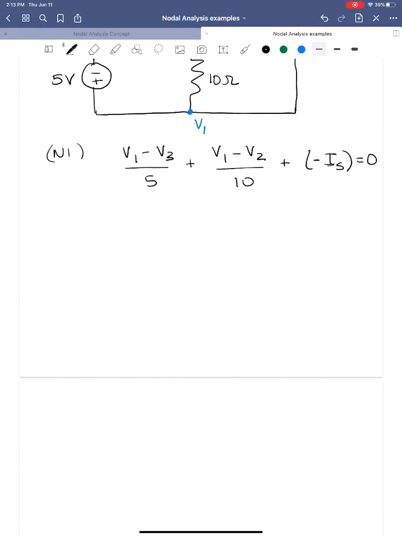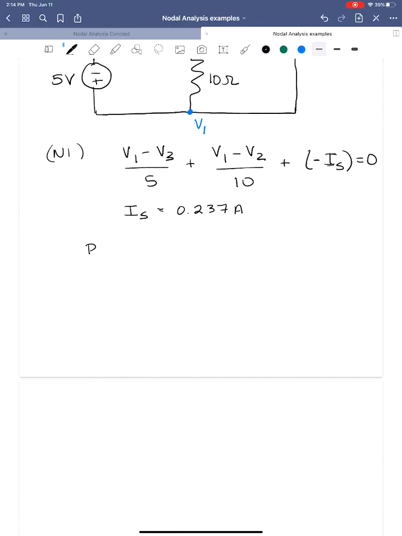We'll substitute in V1, V2, and V3. We have those, and we can solve for IS. When we do that, we'll get that IS is equal to 0.237 amps.